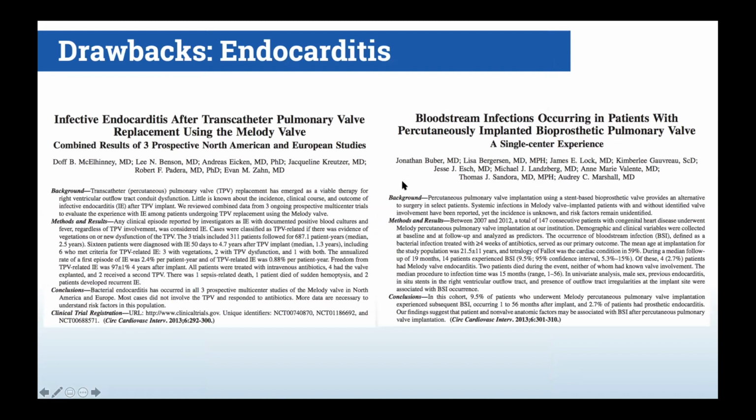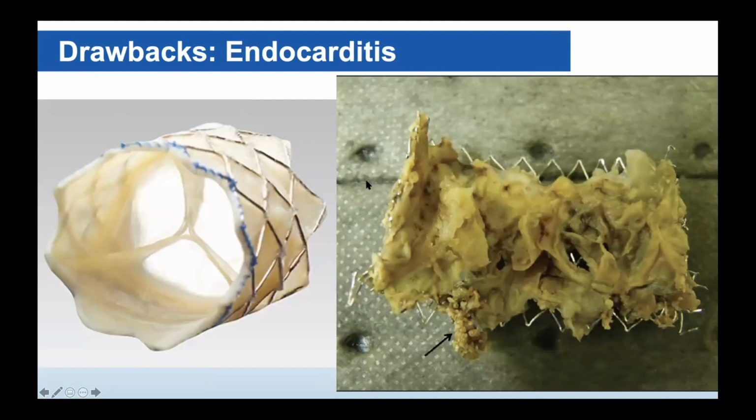And the Melody valve has unfortunately been implicated in what appears to be a higher than usual incidence of endocarditis compared to other heart valves. This is a nice normal looking Melody valve, very thin, delicate leaflets. This is what a valve looks like when it has developed endocarditis. It is completely eaten up by pus and bacteria filling this whole area. This can be a life-threatening emergency that requires an operation, sometimes even in the middle of the night.